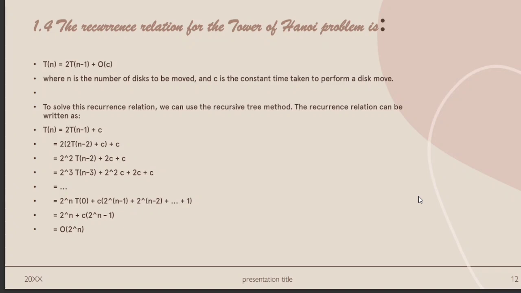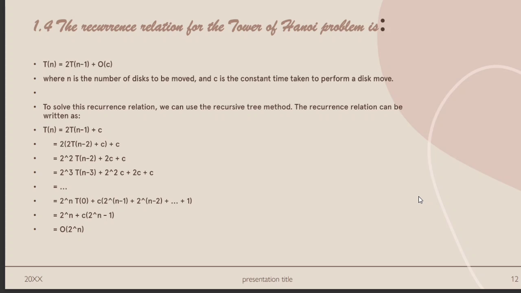Fourth is the recurrence relation for the Tower of Hanoi problem. The recurrence relation for the Tower of Hanoi is T(n) = 2T(n-1) + O(c), where n is the number of disks to be moved and c is the constant time taken to perform a disk move. To solve this recurrence relation, we can use the recursive tree method.